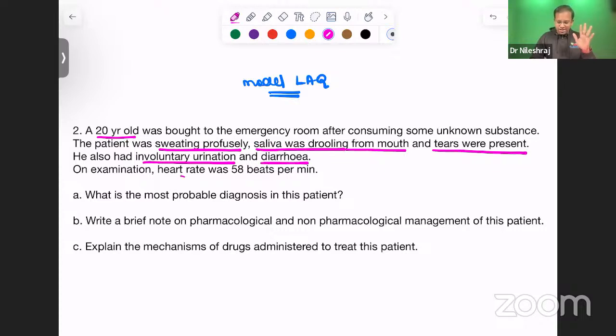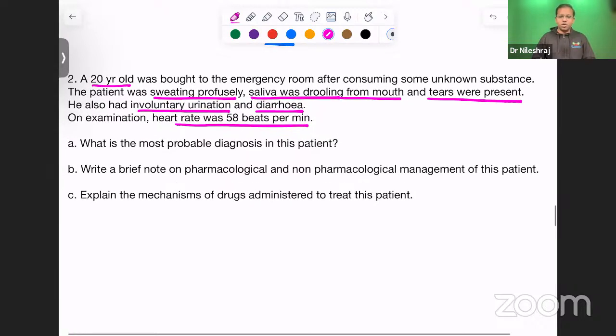On examination, his heart rate was 58 beats per minute, one of the B's which has been given. So what exactly are those? Out of the SLUDGE BBB, we have seen SLUD, and also we have written about B also. So the question is going to be for organophosphorus compounds overdose. Here the model question states, what is the most probable diagnosis?